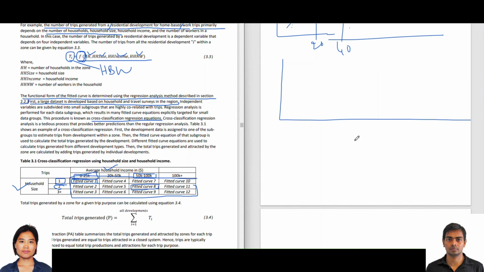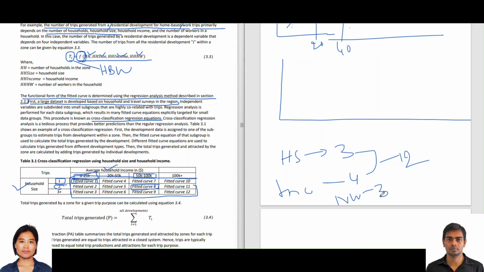Let's say number of workers in the household. So first we have household size. Let's say that we divided household size into 3 categories. Then income, let's say 4 categories. So these are 12 equations. If we are using these two, then we will end up with 12 different fitted curves. Let's say we are also using number of workers, and let's say that we have divided it into 3 categories. Then we will end up with 3 multiplied by 4, 12, multiplied by 3, 36 equations.